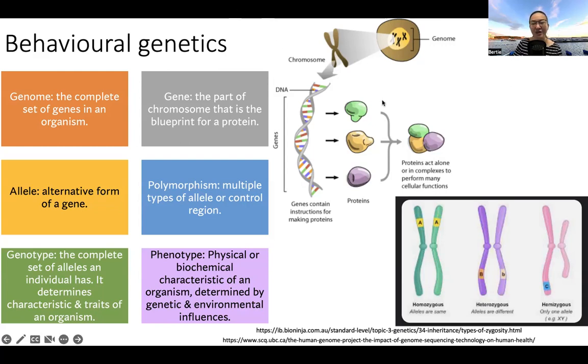You can see here on the picture on the top, genes, DNA. Genes contain instructions for making proteins. Here are the proteins. Proteins act alone or in complexes to perform many cellular functions. In the other picture, homozygous alleles are the same, heterozygous alleles are different, hemizygous, only one allele, for example, X or Y.